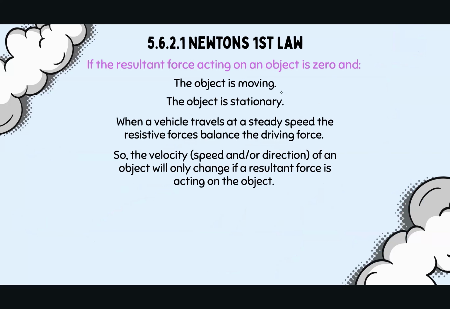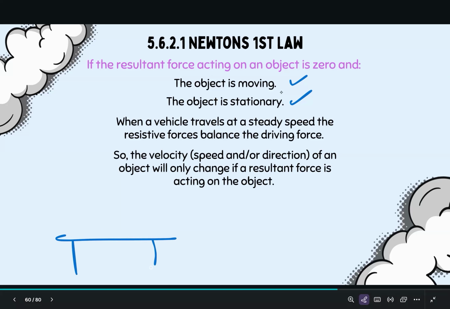Okay, Newton's first law. If the resultant force acting on an object is zero and the object is moving, or the object is stationary. So if the resultant force acting on an object is zero, one of these two scenarios is happening. The object is moving or the object is stationary. Now, let's look at each one separately. If you've got a table, you've got an object on top of that table.